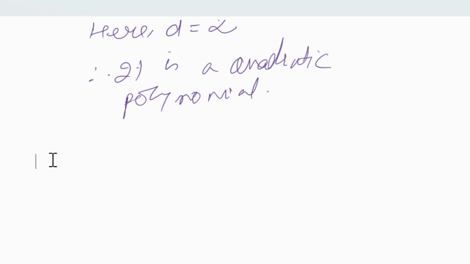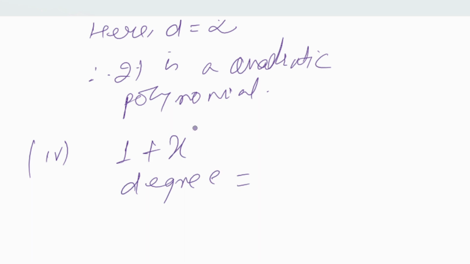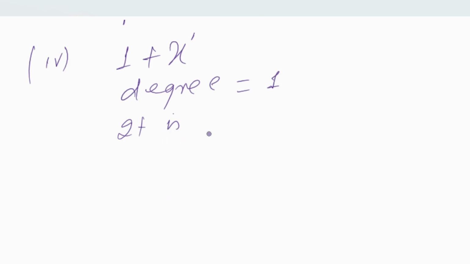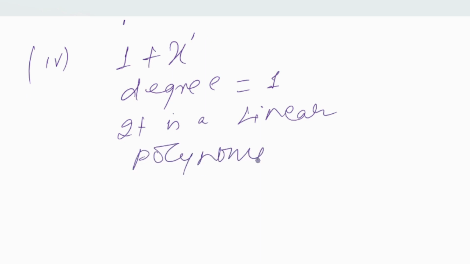Okay, question number 4. One plus x. Here, what is the degree? Highest power of the variable is 1. Therefore, it is a linear polynomial. Okay, guys.